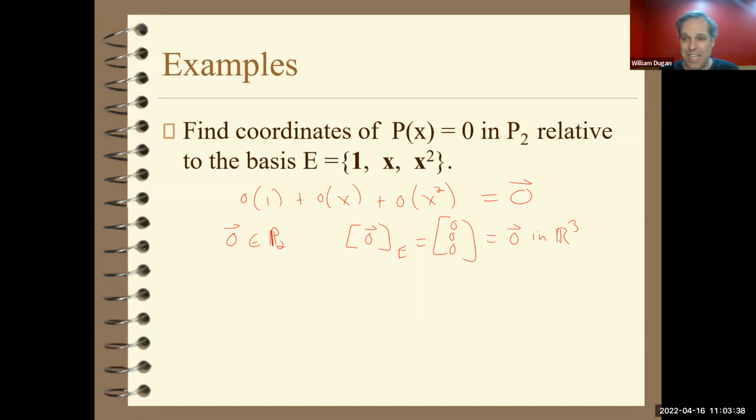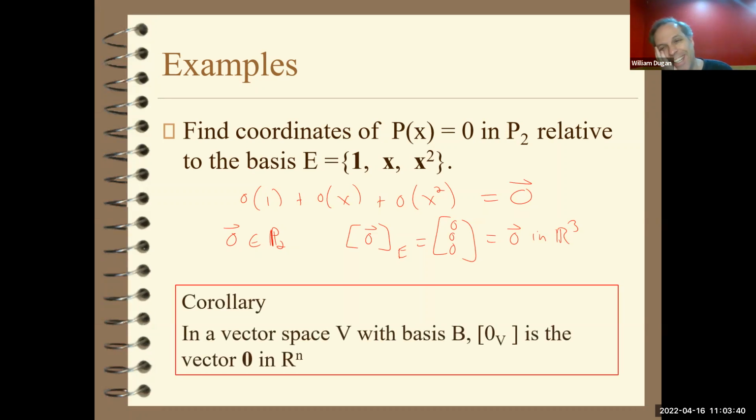I think you can pretty much see then that's actually always true. You give me any vector space that has a basis, and you want to know what are the coordinates of the 0 vector for that vector space V, it's always the 0 vector in Rn, assuming that the basis has n vectors.